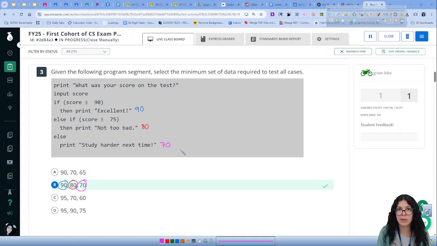No other ones, if you test all of them, will actually test all the 3 cases separately. They will always test 2 of the same. So for example, on part C, or answer C rather, 70 and 60 will both print study harder next time. And on D, 90 and 95 will both print excellent. So they miss on printing one of them because if 2 of your cases test the same thing, then that means that you're going to have one that's going to end up not being tested at minimum.